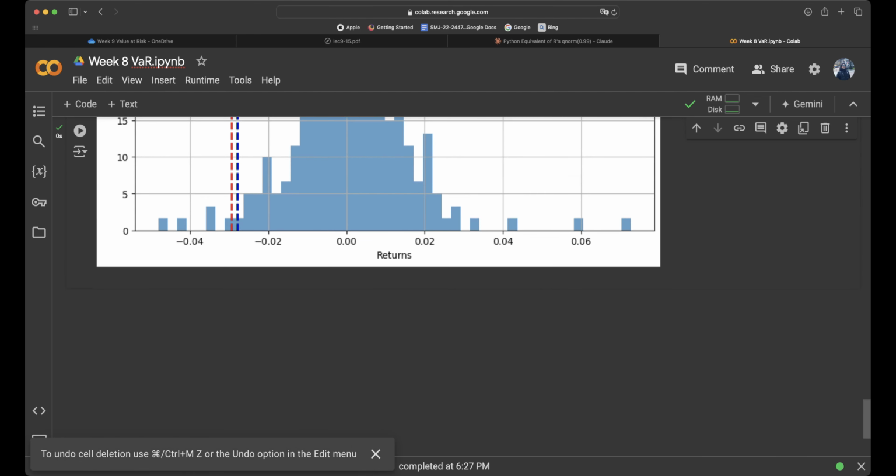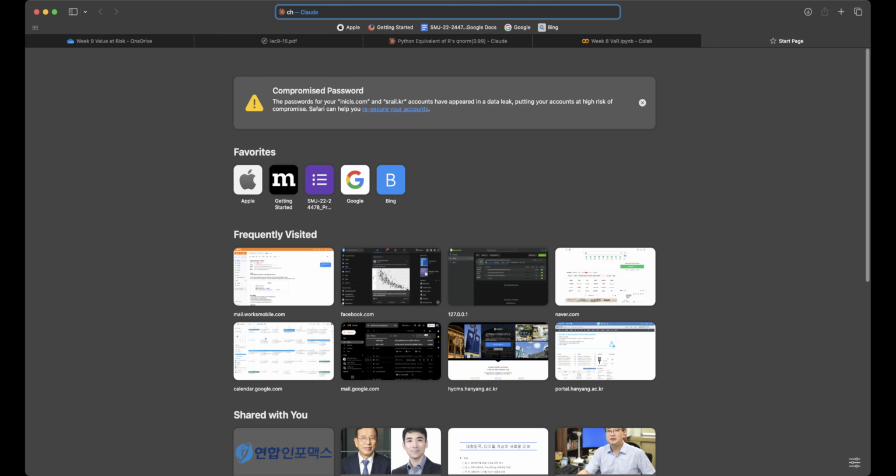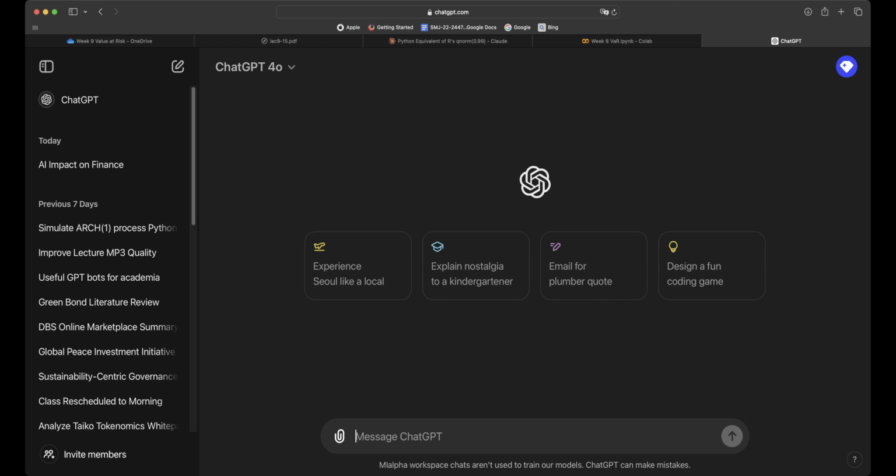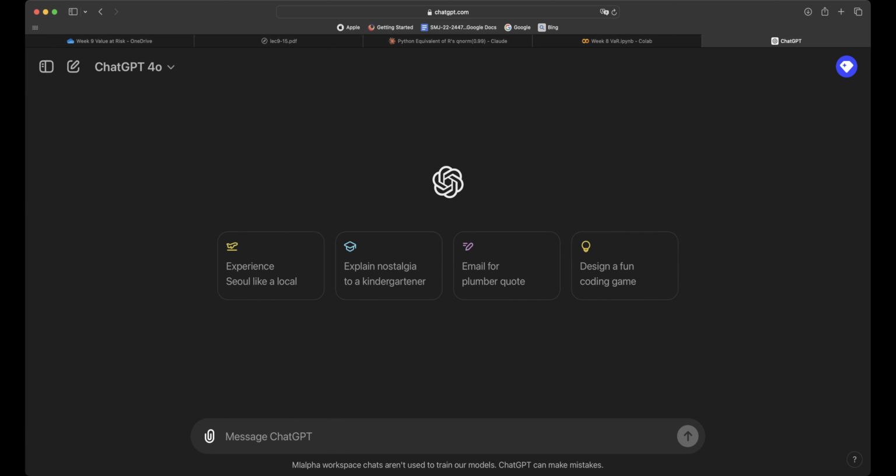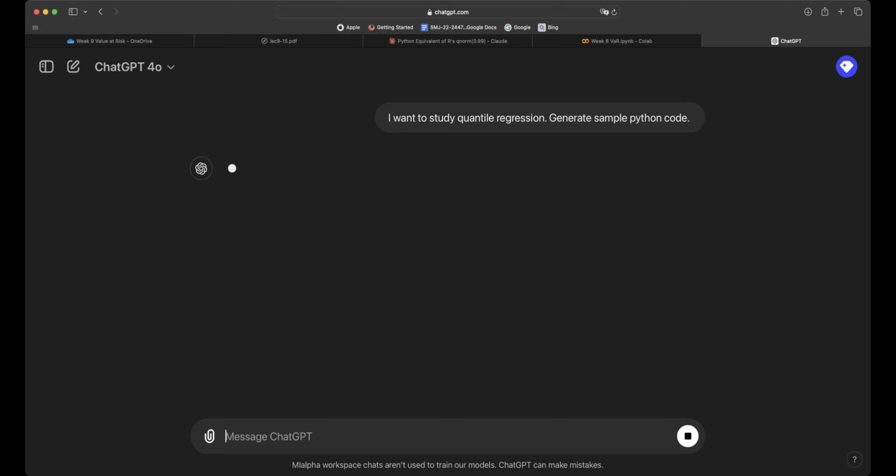So let's use ChatGPT possibly. Let's use ChatGPT. I want to study quantile regression. Generate sample Python code. Okay, let's see whether ChatGPT is better.